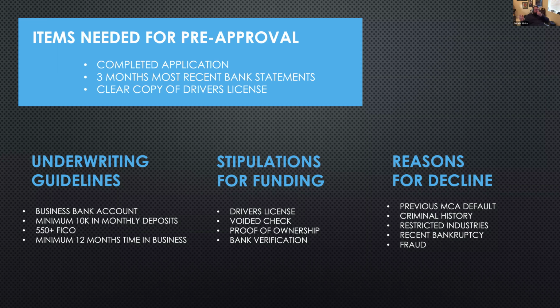So, stipulations for funding: driver's license, voided check, proof of ownership. Typically that's going to be a tax return, maybe an EIN letter, or if they're in a state where the Secretary of State shows the members. Not every state does. Like Marcus, he's out of Delaware or New York. We can't really determine proof of ownership in those states, right? New Mexico, but places like Illinois, you can look right on the Secretary of State and see who the members are. So that would be considered proof of ownership.